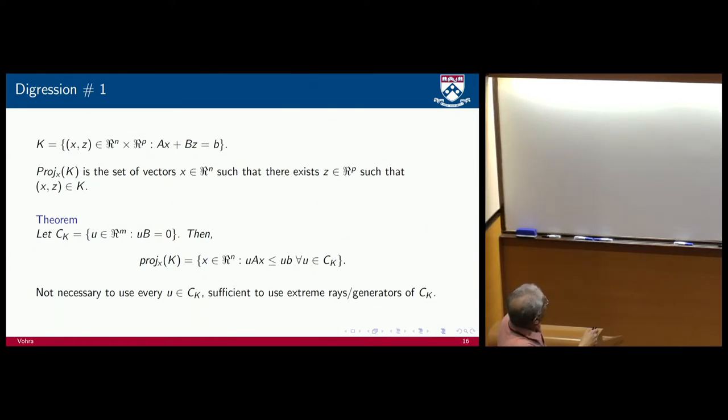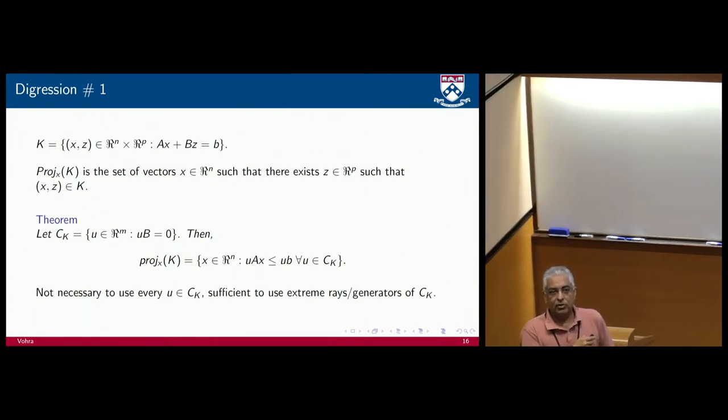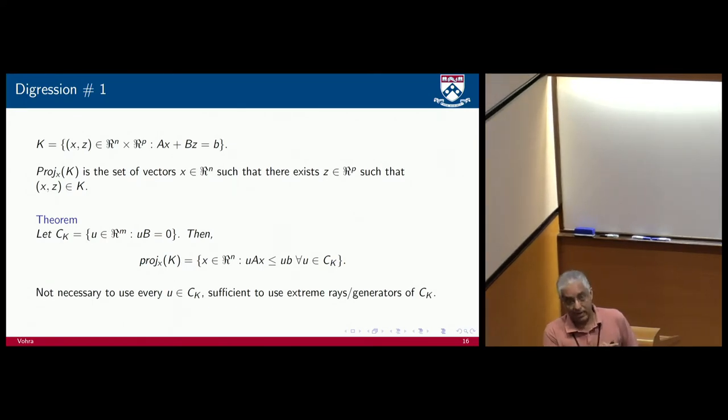Let C subscript K be the following object. What is it? It's a polyhedral cone. What is it in words? It's the set of all vectors U so that if you pre-multiply the matrix B by U, you get 0. In words, it's the set of row operations on the matrix which kills off the Z variables. Okay?